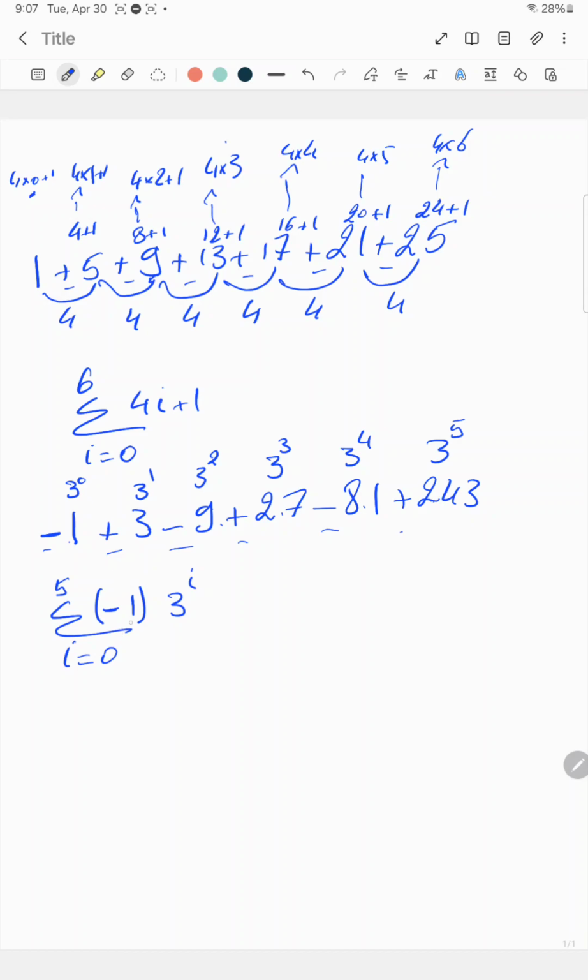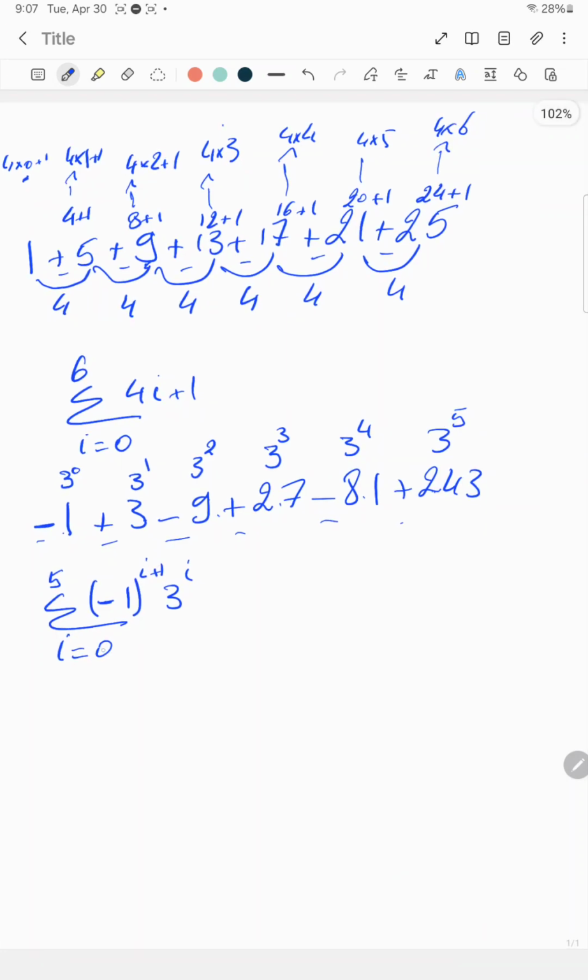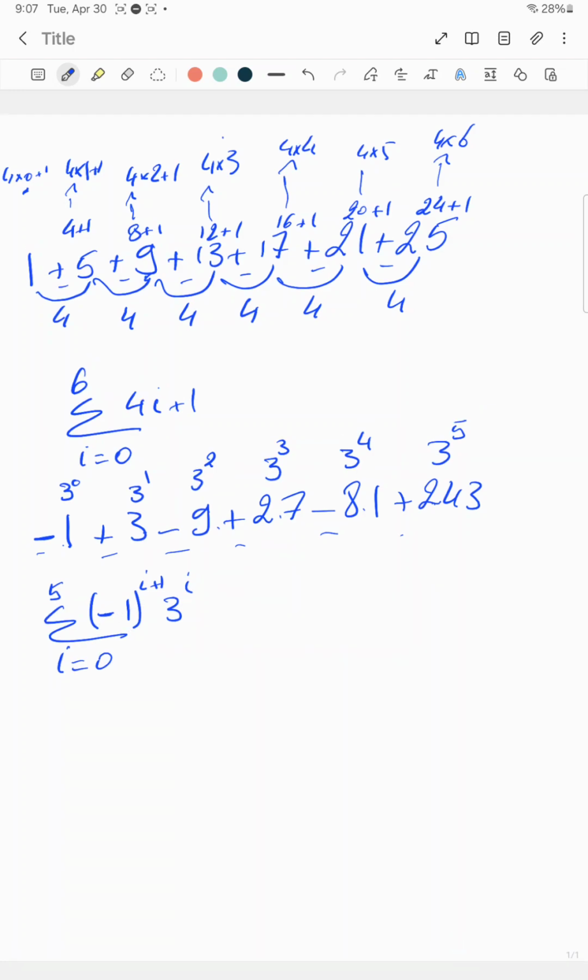So I want to start with something negative, and if I put i here, 0 is an even number, so I will start with something positive then negative. So what I do is I put i plus 1. So for i equal to 0, minus 1 to the power of 1 is odd, it remains negative, and 3 to the power of 0 is 1. So it's minus 1. And then when i is equal to 1, 1 plus 1 is 2, so minus 1 becomes positive, and 3 to the power of 1, I have my 3 here, and if you try it, you will see that we have it.